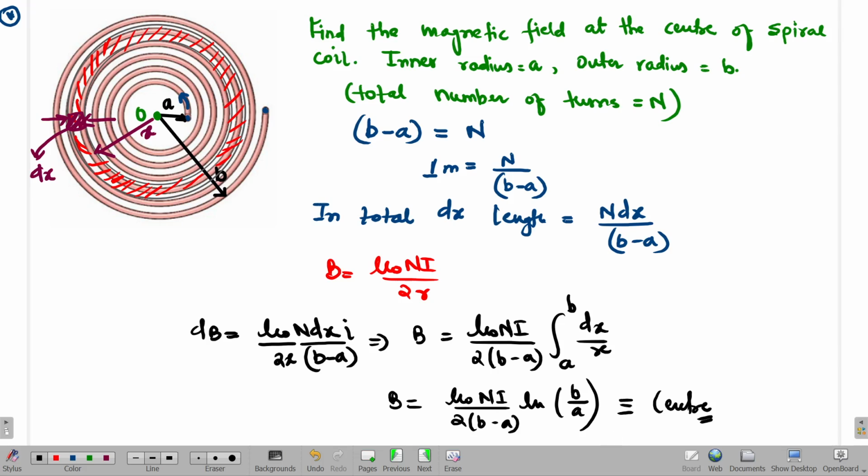And I just found out how many turns are there in dx length. Since I'm treating this whole part of the dx as just a small ring, I can easily find that out. Is it clear? Got it. Can I move ahead?